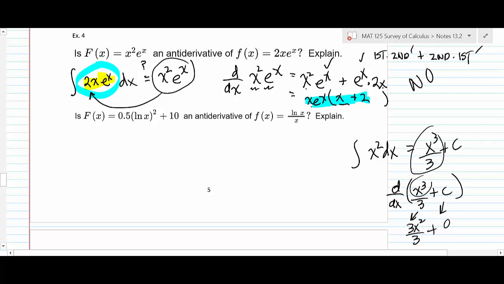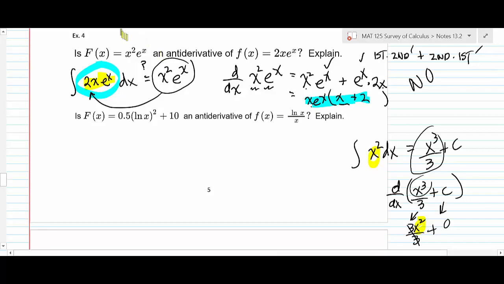Derivative of c is 0. So see, that would take you back to the beginning. That's what I was trying to show you on the previous problem. Does that make sense? Okay, so the answer on that first problem is no, that's not an antiderivative. That's the idea.